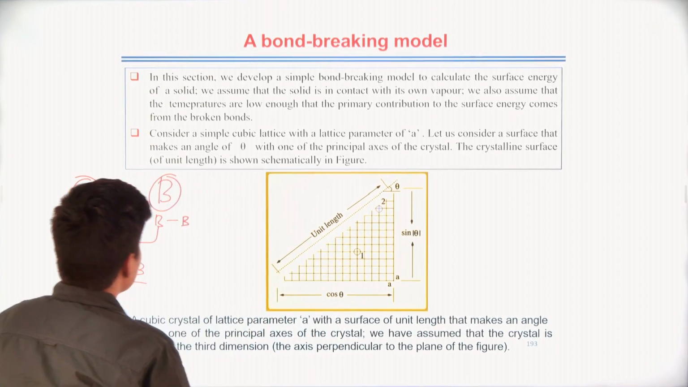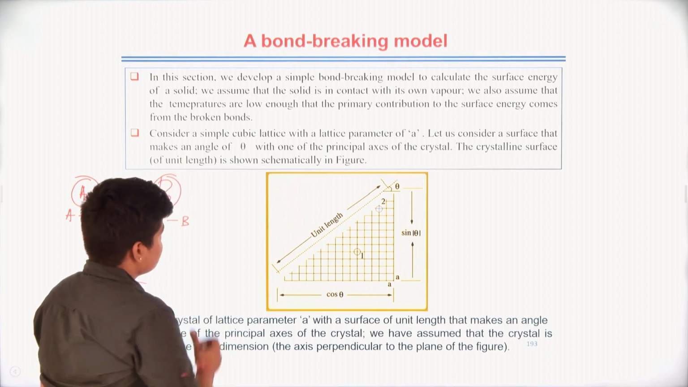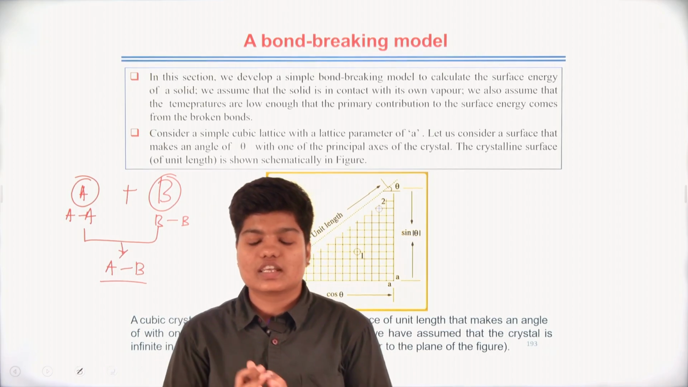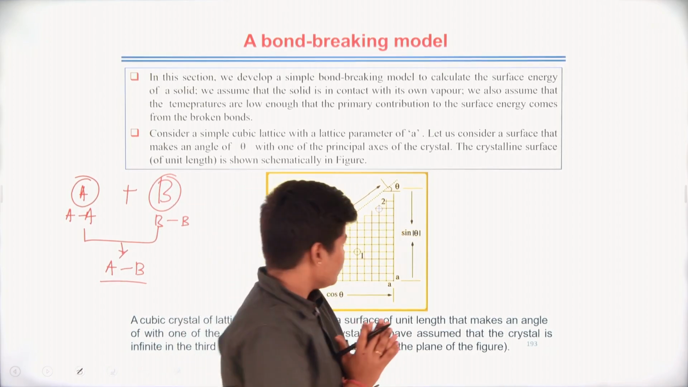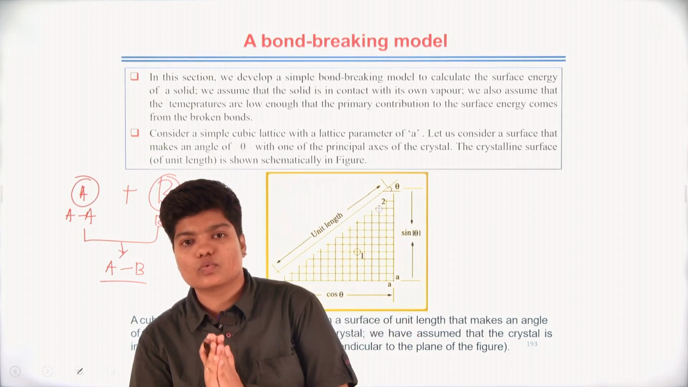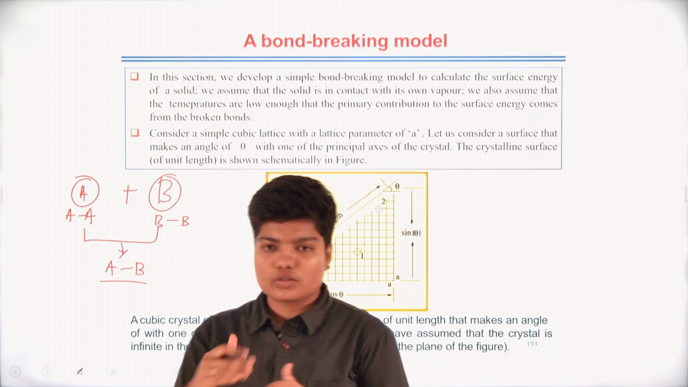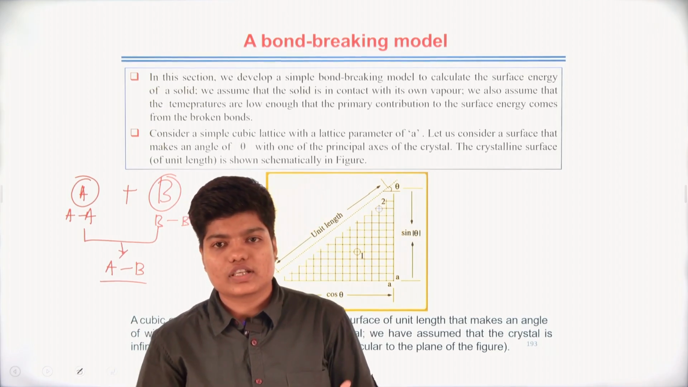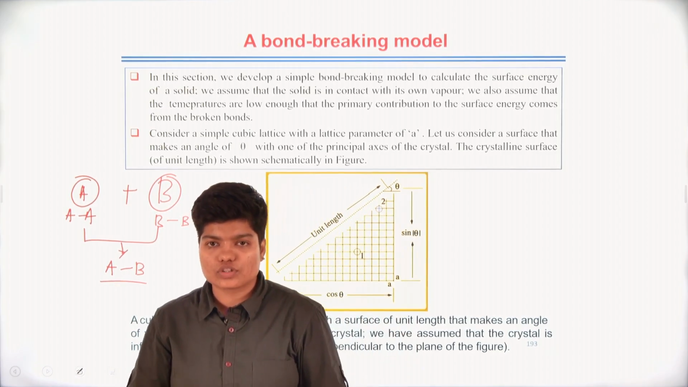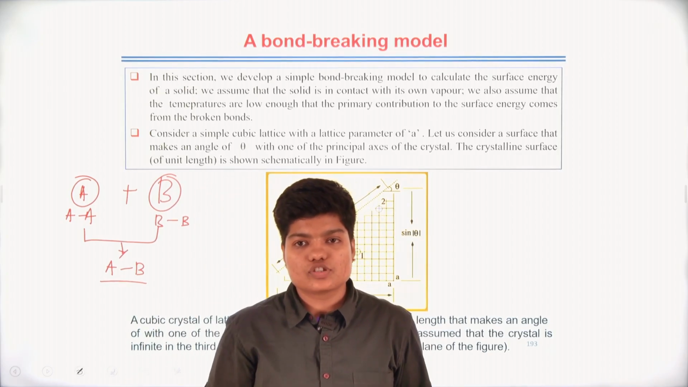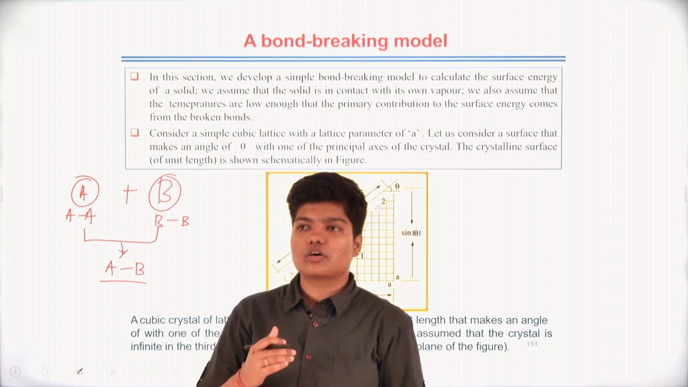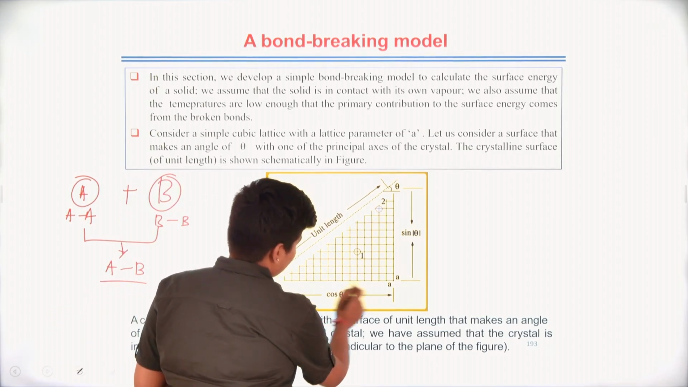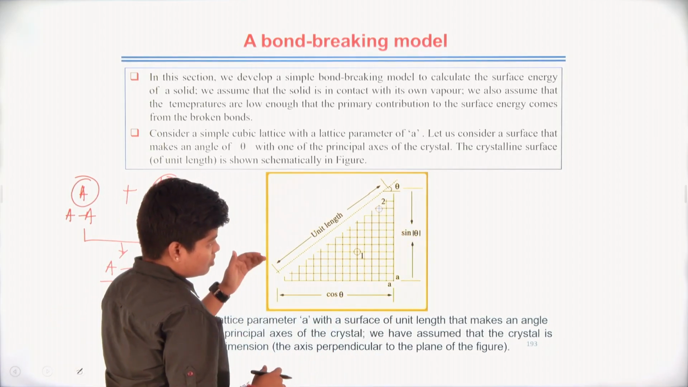In this section we'll develop a simple bond breaking model to calculate the surface energy of a solid. Let's suppose we take one solid in contact with its vapor. We make one assumption: the temperature is kept low, so that the surface energy comes from the broken bonds. Consider a simple cubic lattice, where the lattice parameter is a, and a surface of unit length.